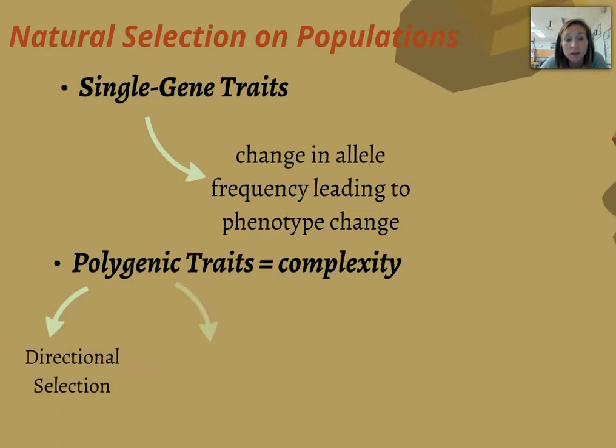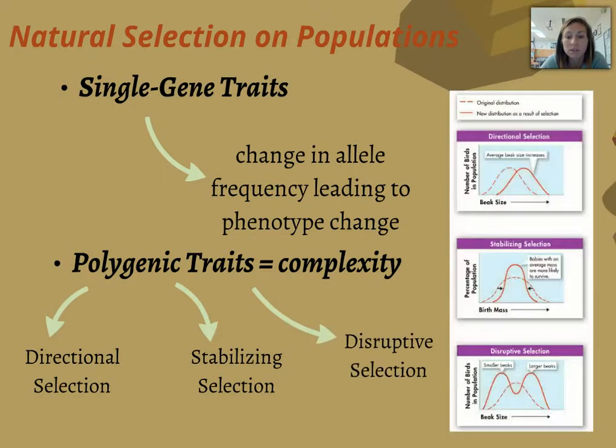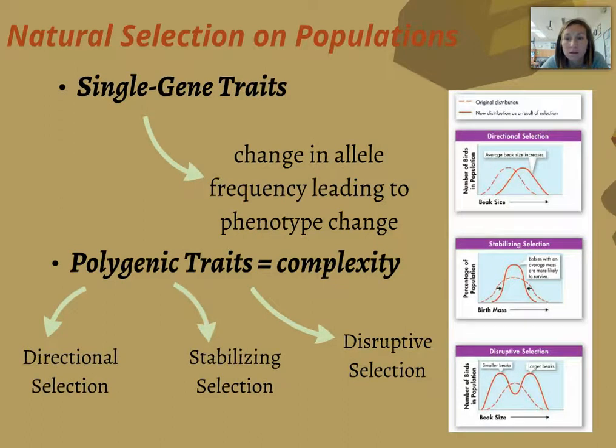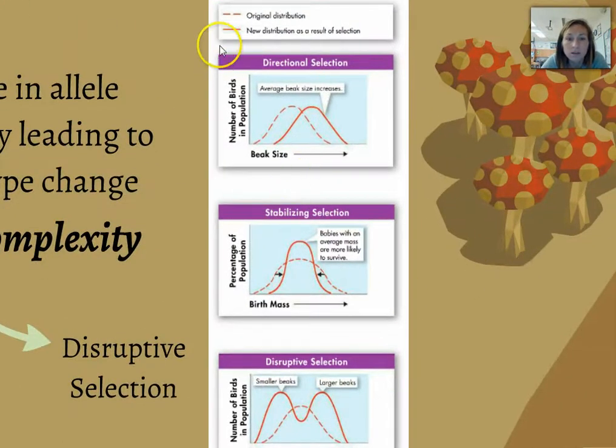We have directional selection, we have stabilizing selection, and we also have disruptive selection, and I'm going to show you the difference between those in this diagram here. So the dashed line shows you the original distribution of the phenotype of the population, and then the solid line shows you the new distribution. With directional selection, you just get a shift. So if we were looking at beak size in a population of birds, it goes from this original distribution to a shift to a larger size, where it's peaking here in the new distribution. So it's just a shift, average beak size increases.